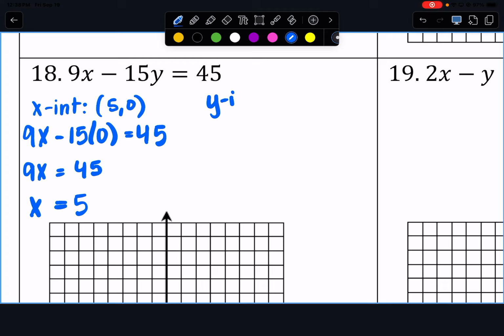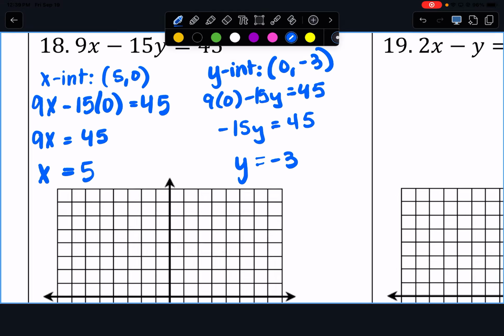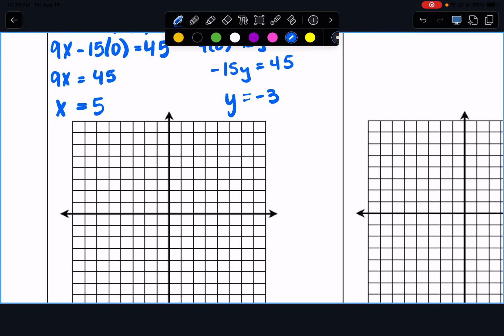To find our y-intercept, how do I set that up? 9 times 0 minus 15y. Okay, so I get negative 15y equals 45. Divide both sides by negative 15, so y is equal to? All right, so we are going to plot both of these and draw the line. And then I want y'all to do 17 and 19 for me.